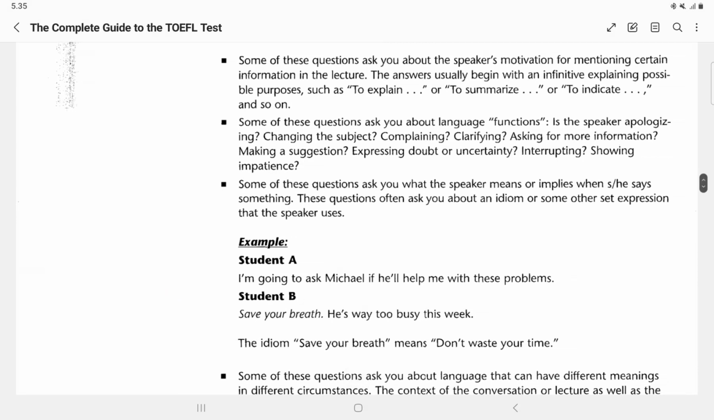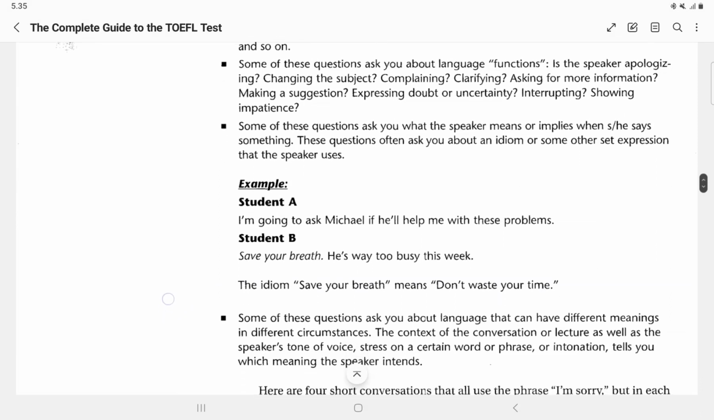Reply questions ask for various types of information. Some of these questions ask you about the speaker's motivation for mentioning certain information in a lecture. Motivation. The answers usually begin with an infinitive explaining possible purposes, such as to explain, to summarize, or to indicate, and so on.